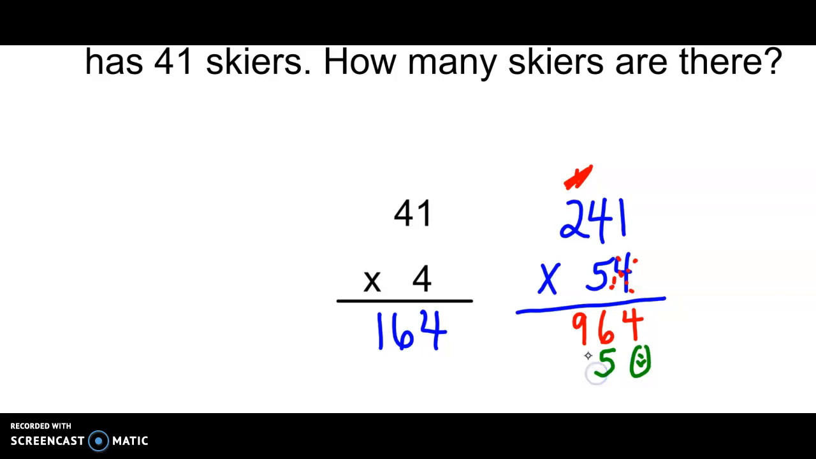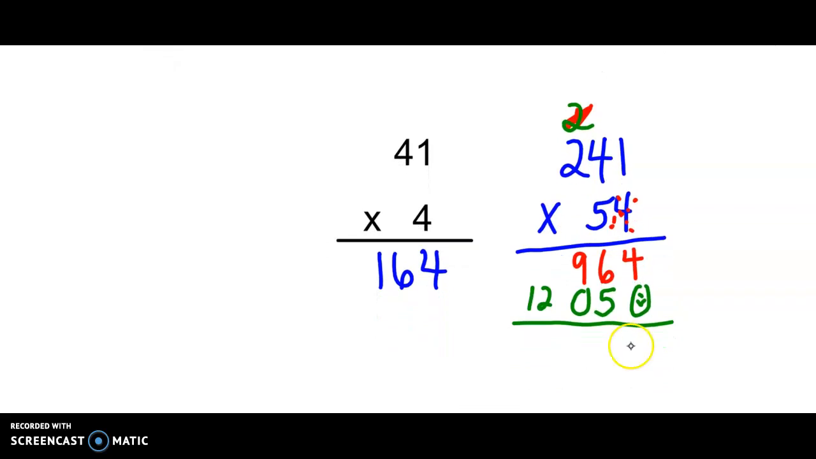So 5 times 1 is 5, 5 times 4 is 20, regroup the 2, 5 times 2 is 10, plus 2 is 12. Once again, notice everything's lined up. That's a super important part about making your life easier when you're doing this, especially with paper and pencil.